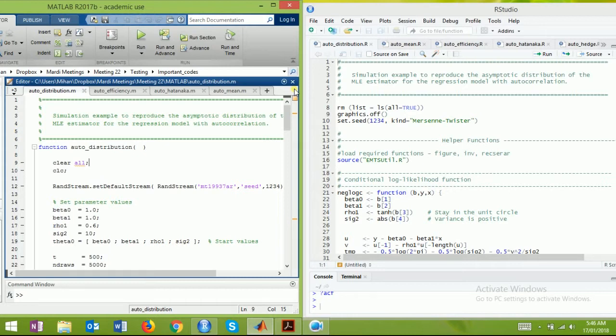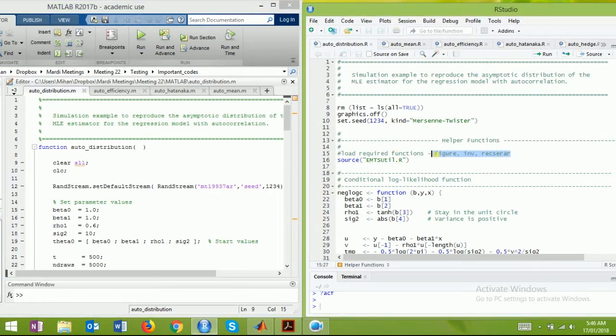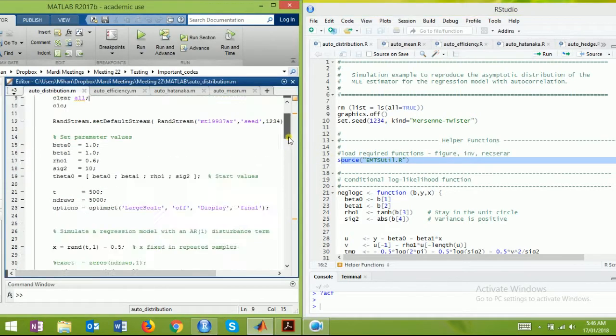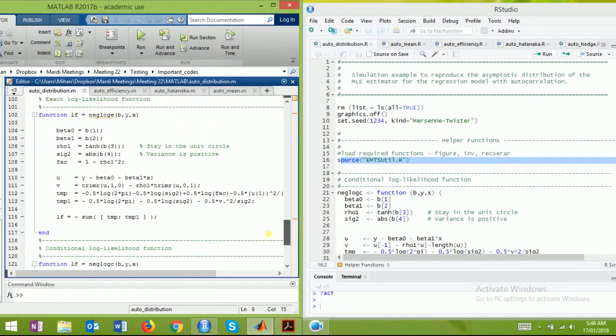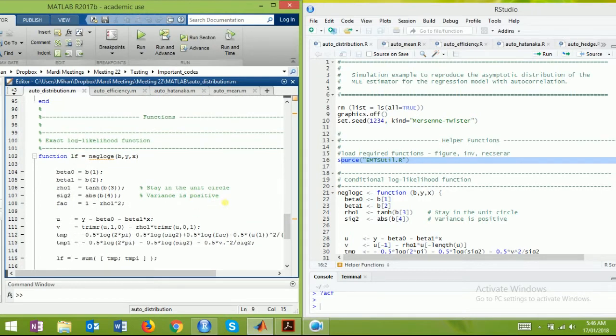Then set.seed 12345, type a kind Mersenne twister. Very simple. Then helper functions for the figure, for the inverse function, and for Rexar recursive estimation. We need to load this package, emtsutil. Now let's look into the local functions first.